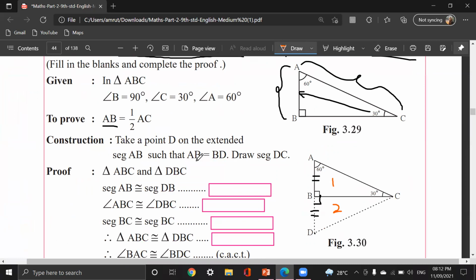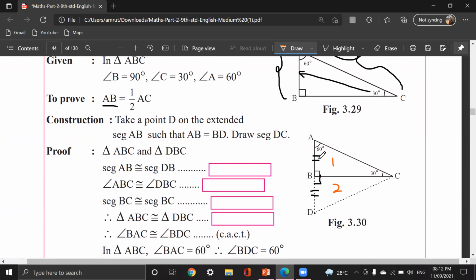So we have two triangles now. Which are those two triangles? Triangle ABC and triangle DBC. Okay, so write down triangle ABC and triangle DBC. What do we find out? Write all the equal sides.